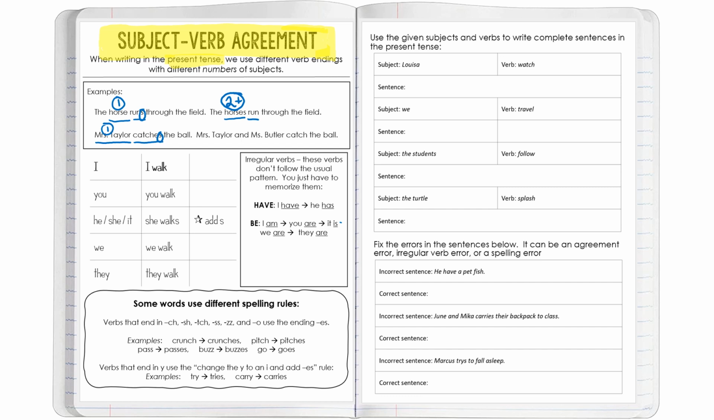My second sentence says, Mrs. Taylor and Ms. Butler catch the ball. So in this sentence, my subjects are Mrs. Taylor and Ms. Butler. There's two of them. Since I have two or more, like in the case of the horses, I am going to use the word catch. Notice I did not add an S.